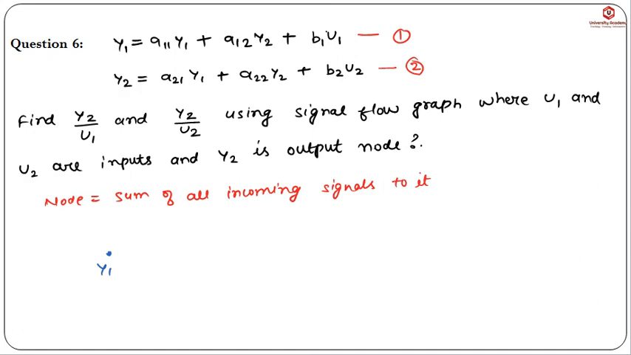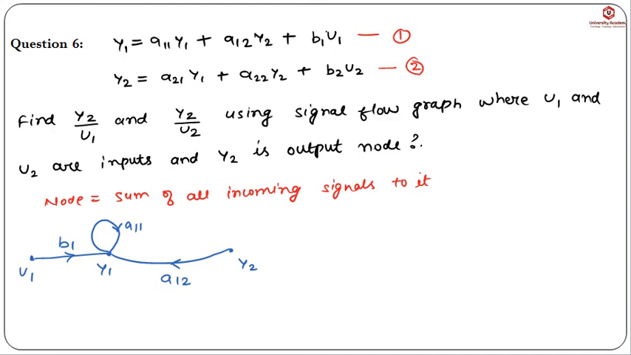Okay, so it means it is equal to a11 y1. This indicates that there is a self loop at node y1 and the gain is a11. Then only we can write that y1 is equal to a11 y1. Then we have a12 into y2, so there is one more node, suppose this is y2. So here we have a12 y2, an incoming signal to the node y1 with gain a12. Then we have b1 into u1. So u1 is the input, suppose this is the u1 node, and the gain will be b1.